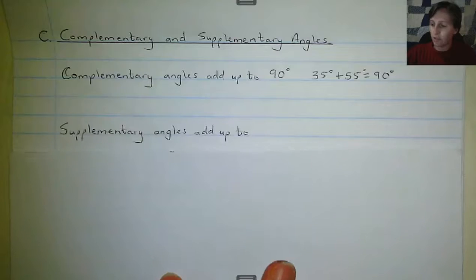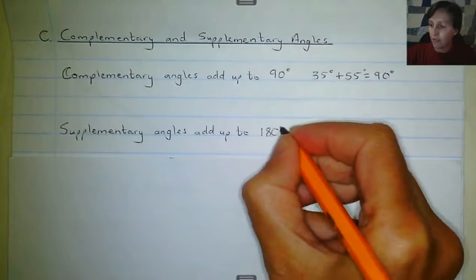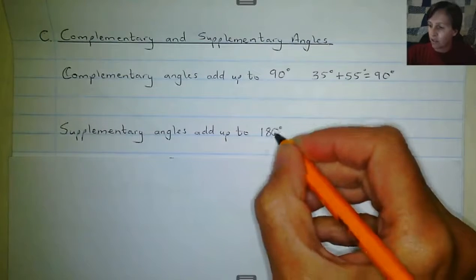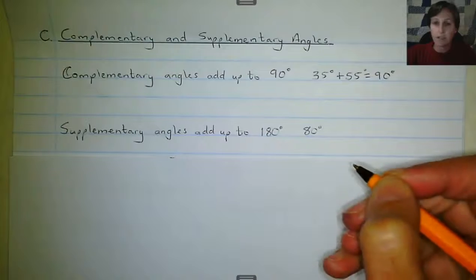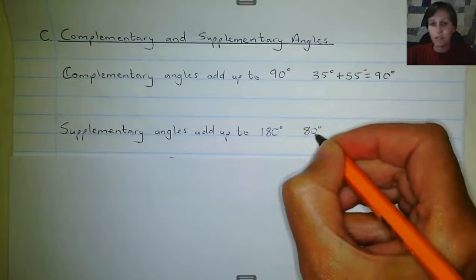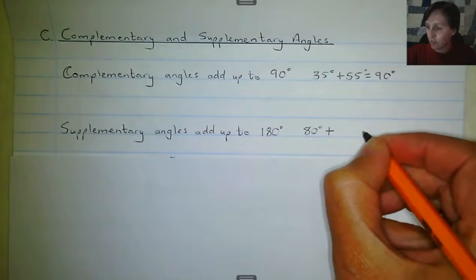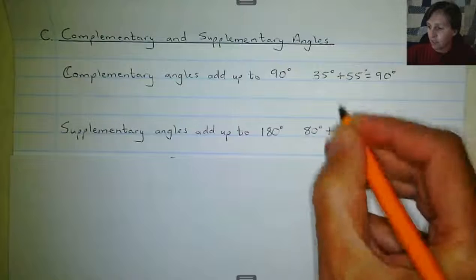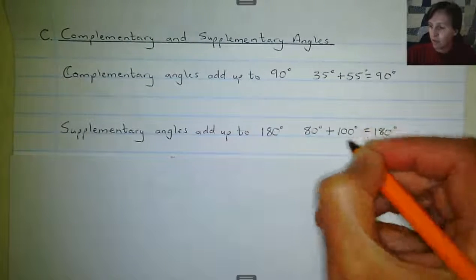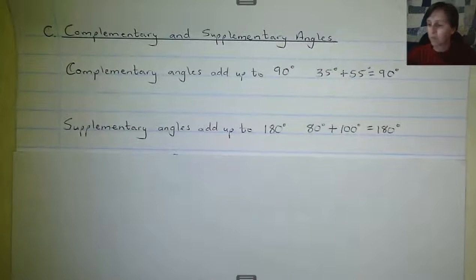Likewise, if we look at the supplementary angles, they add up to 180 degrees. So let's say I give you an angle that is 80 degrees, and I ask you what the supplement is of 80 degrees. I want to know 80 plus what is going to give you 180 degrees, and that's going to be 80 plus 100 degrees. So 80 and 100 are supplementary angles.